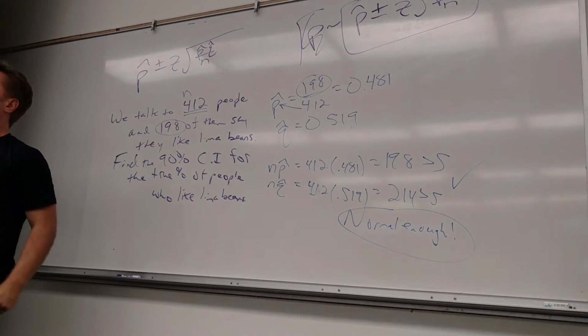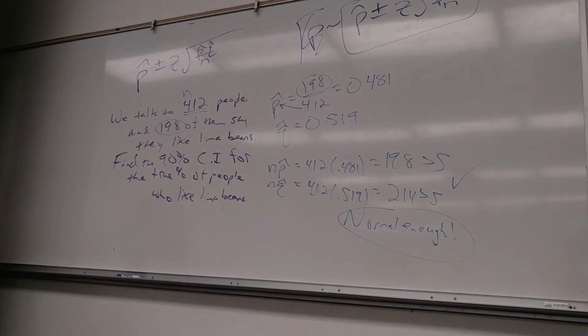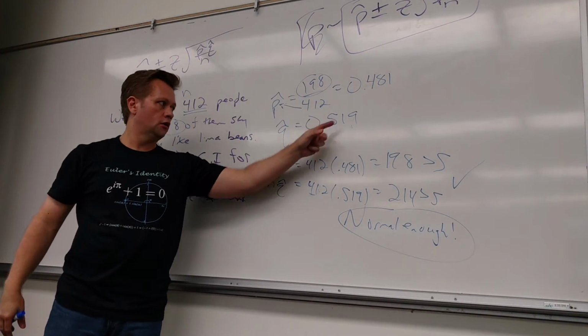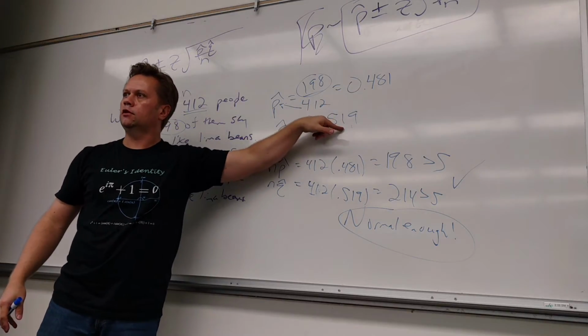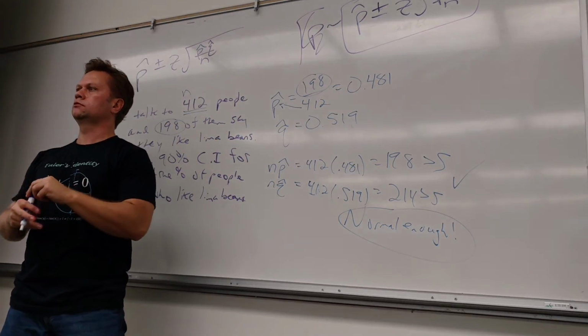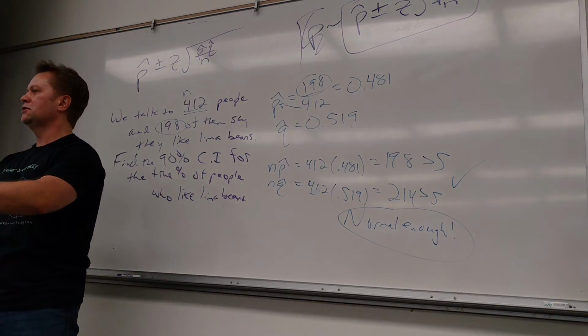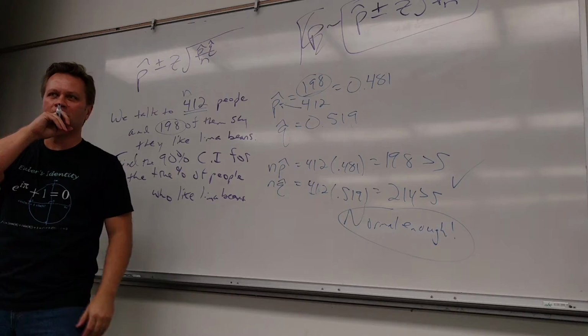Which means you can do something, yes? How'd you get 0.519 again? Whatever P is, you get Q by doing 1 minus that. Yeah, always. They have to add to be 1. All right, so have we even started making the confidence interval yet? No, we haven't.